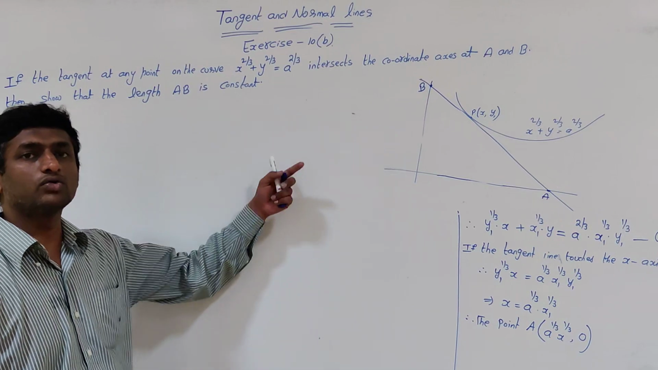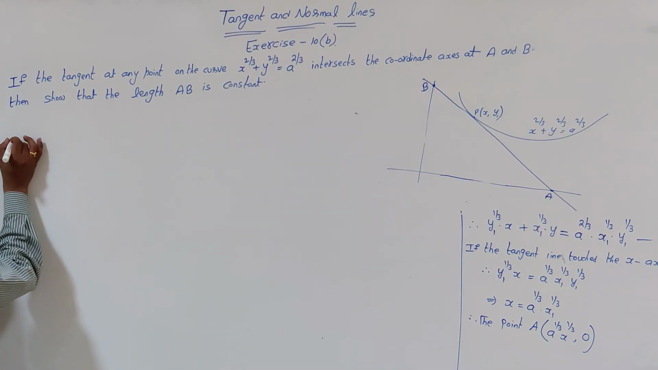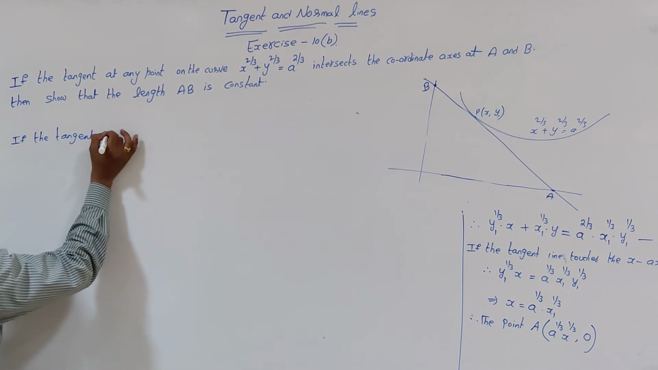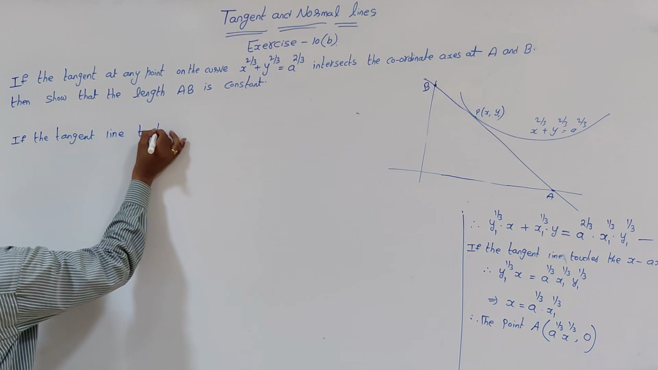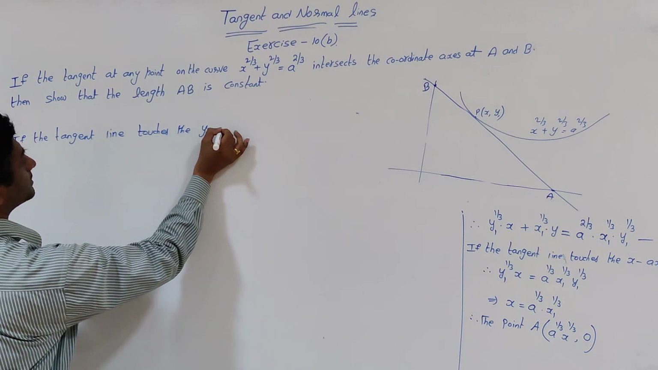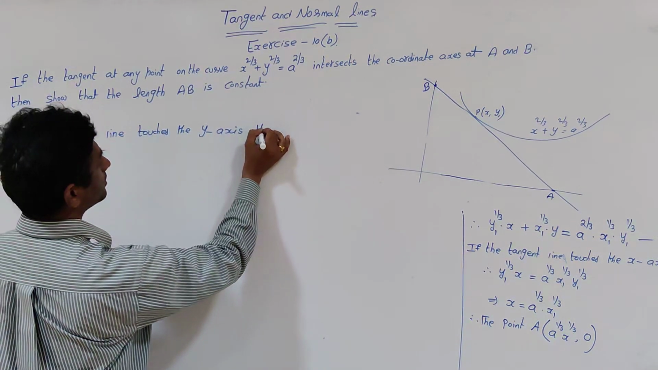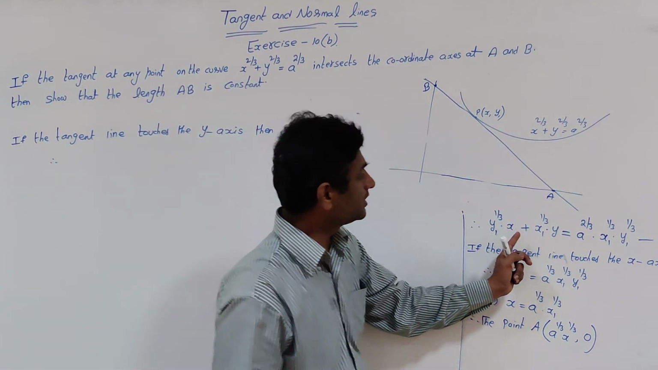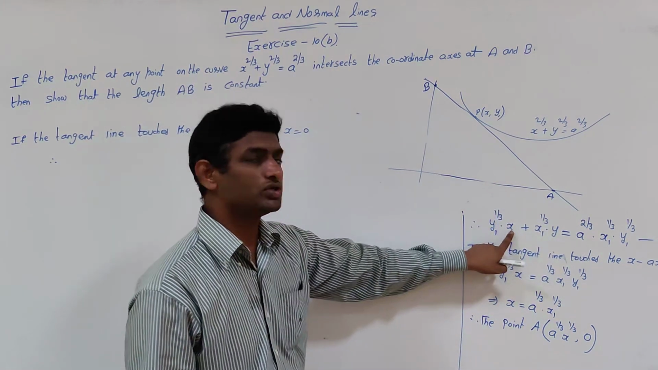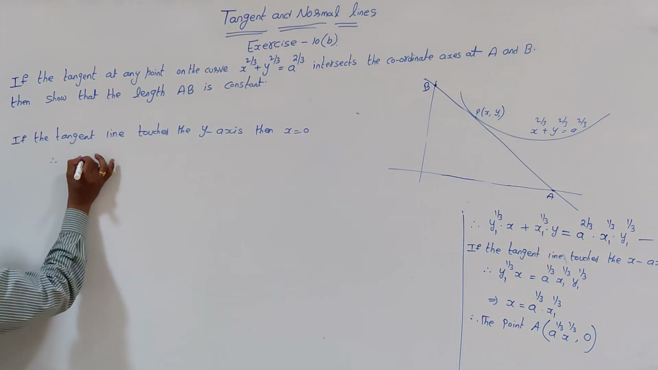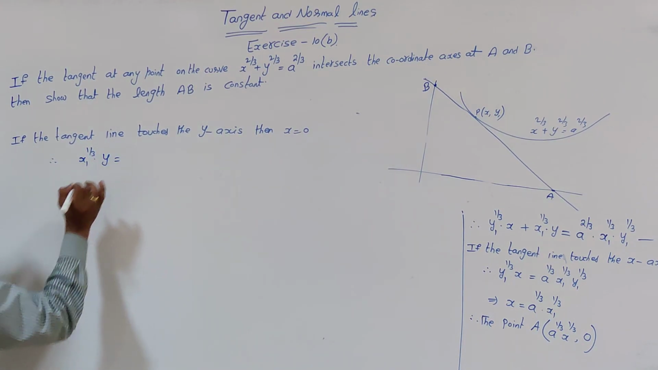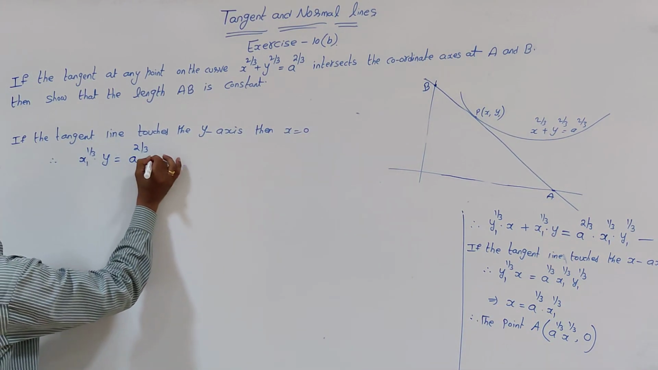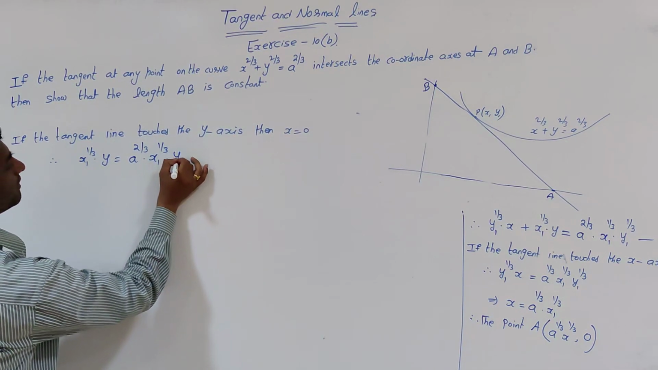So now we will try to find out what is the b value. Again, if the tangent line touches the y-axis, then x is equal to 0. So therefore, substitute x is equal to 0 in equation 1. y1 to the power 1 by 3 into 0 is 0. So it gives x1 to the power of 1 by 3 into y is equal to a to the power of 2 by 3 x1 to the power of 1 by 3 into y1 to the power of 1 by 3.